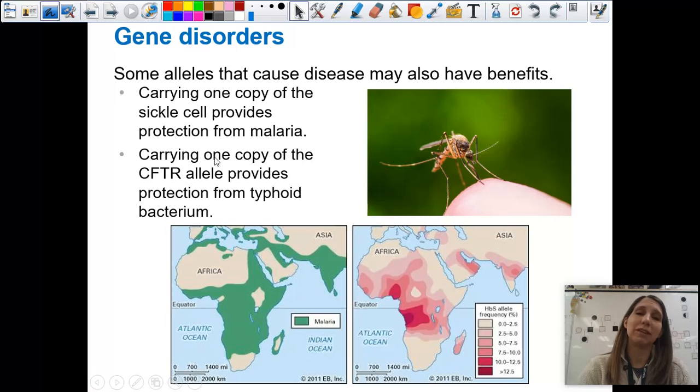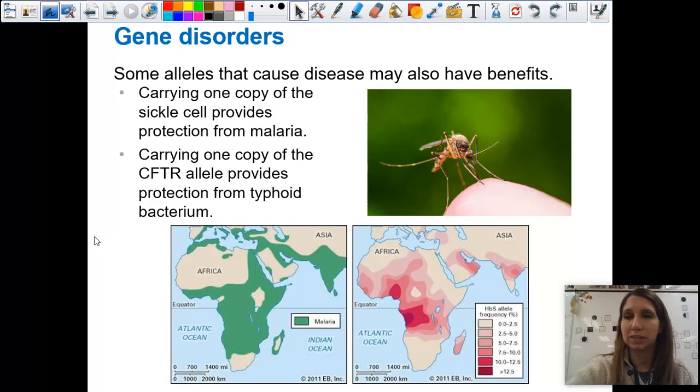And so for that reason, that's why we tend to see these alleles continue in a population, even though something like sickle cell and cystic fibrosis can cause early death. There are individuals that are surviving with this because they're protected from these other types of transmissible diseases, right? Not genetic, but transmissible, like malaria and typhoid fever. Okay, pretty cool. So that's all I have for 15.2.